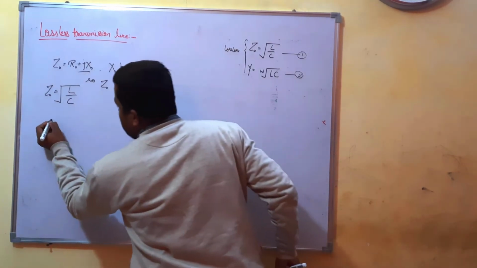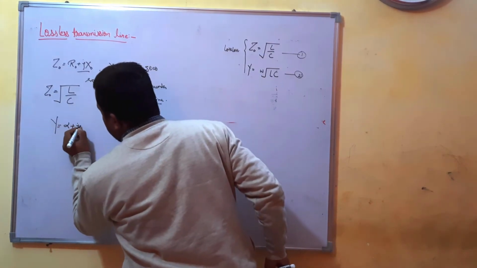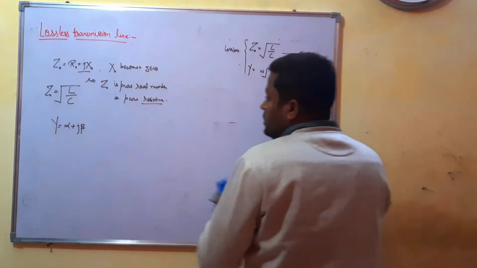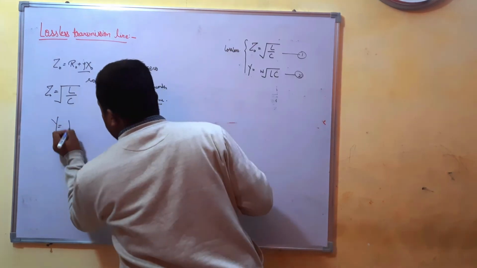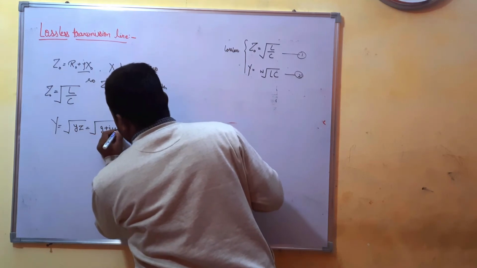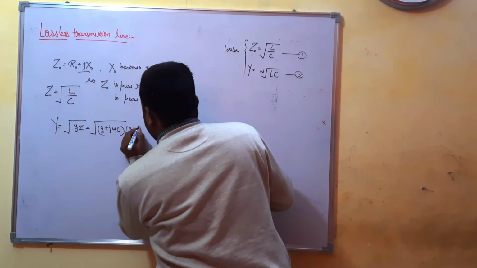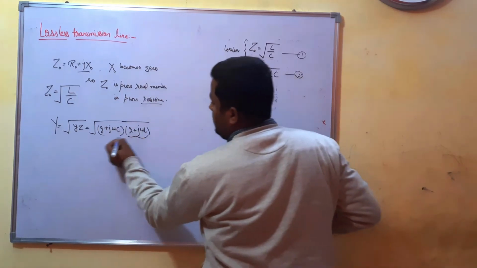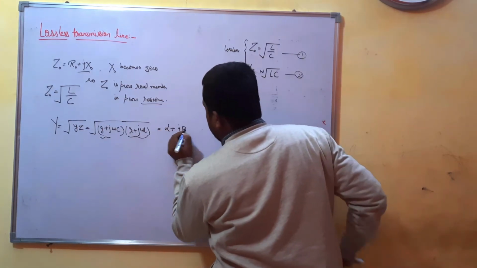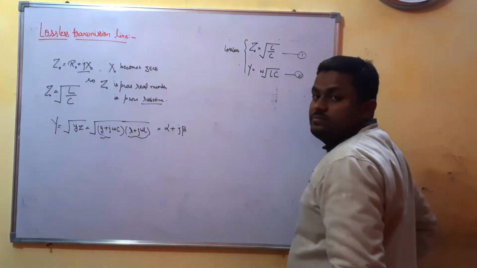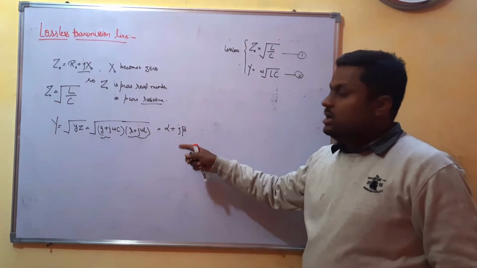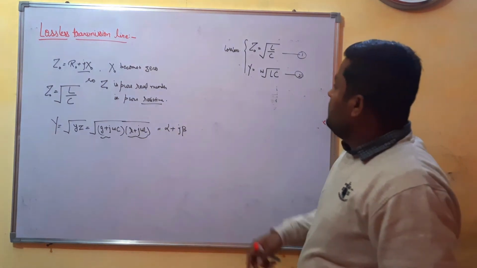We know that gamma is alpha plus j beta. It is derived in our equation, because as you know, the general equation for gamma is the square root of YZ, that is, (G plus j omega C) and (R plus j omega L). These two are complex numbers, so the resultant will be alpha plus j beta. This is also a complex number, where alpha is the attenuation constant and beta is the phase constant. These concepts are covered in my previous video.